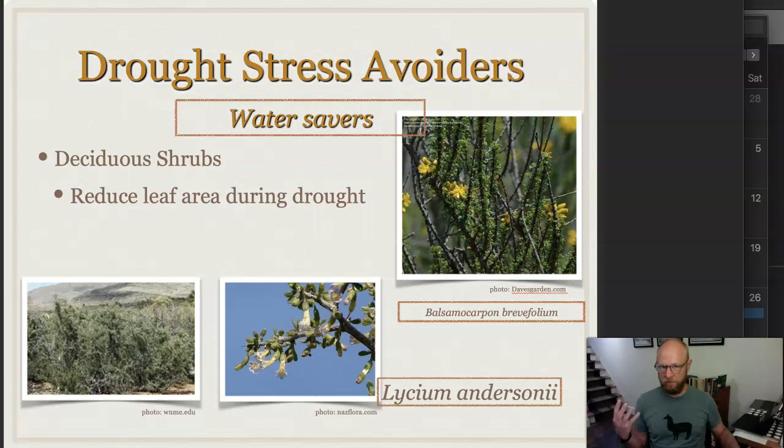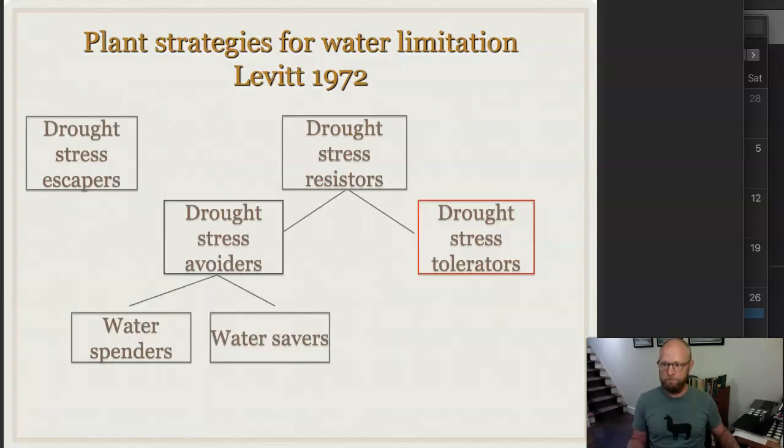So I want you to be familiar with those examples and be able to provide those examples as we talk about this a little bit more.